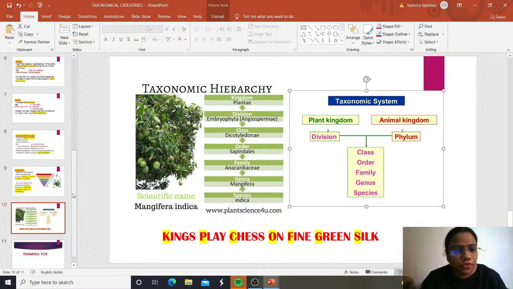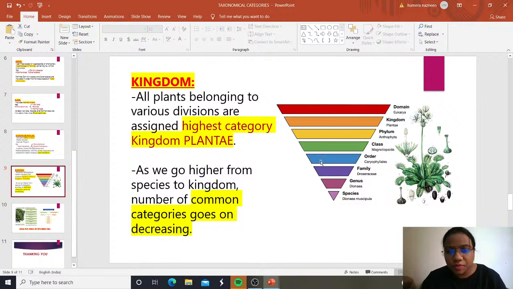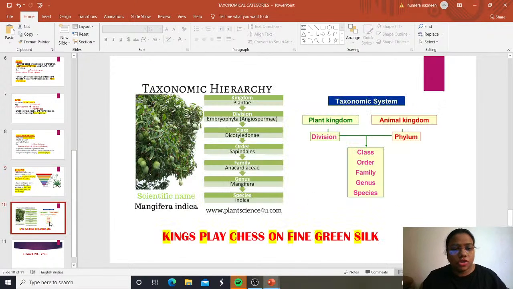If you start from the lowest category, it is species, and related species are placed under genus. Related genera are placed under family, related families are placed under order, orders are placed under class, and related classes are placed under a single phylum, or division also, right? Related divisions are placed under a single kingdom, Plantae. So which one is the highest? The kingdom Plantae is the highest category and the lowermost category is species. And the example is very clear here.